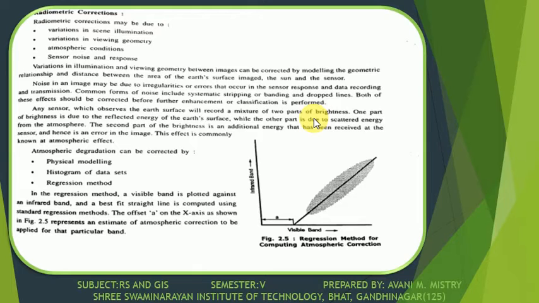This effect is commonly known as the atmospheric effect. Atmospheric degradation can be corrected by physical modeling, histogram of the dataset, regression method. Okay, in the regression method, a visible band is plotted against an infrared band, and a best fit straight line is computed using the standard regression method. The offset A on the x-axis, as shown in figure 2.5, represents the estimate of the atmospheric correction to be applied for that particular band.